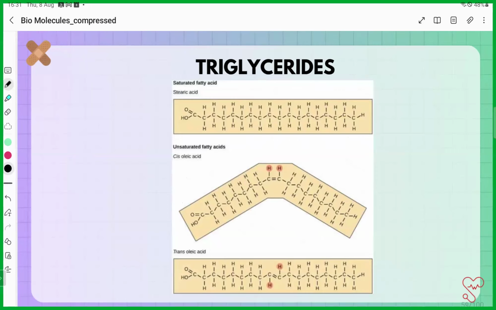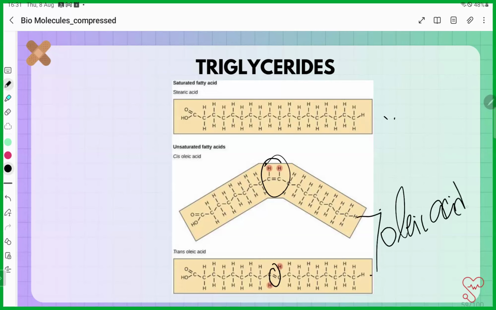Saturated fatty acids, we have stearic acid, cis oleic acid, because they have a double bond, it's an unsaturated, and trans oleic acid, they have a double bond. Now, both of them are oleic acids, but these two are isomers. Okay? So isomers mean that they have the same exact molecular formula, but they have different structural formula, okay?